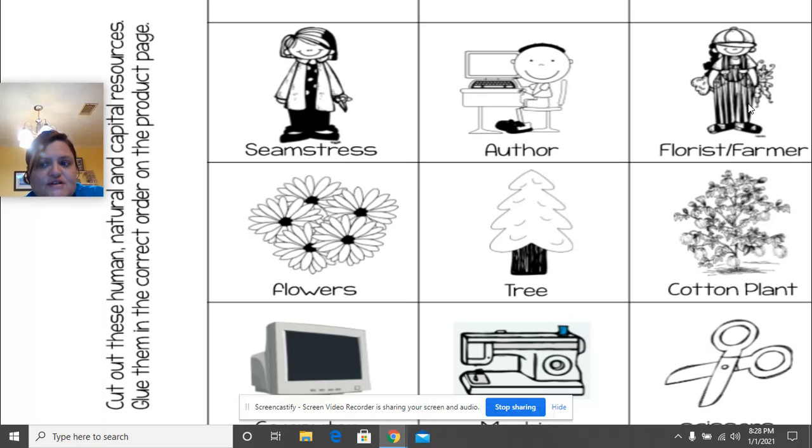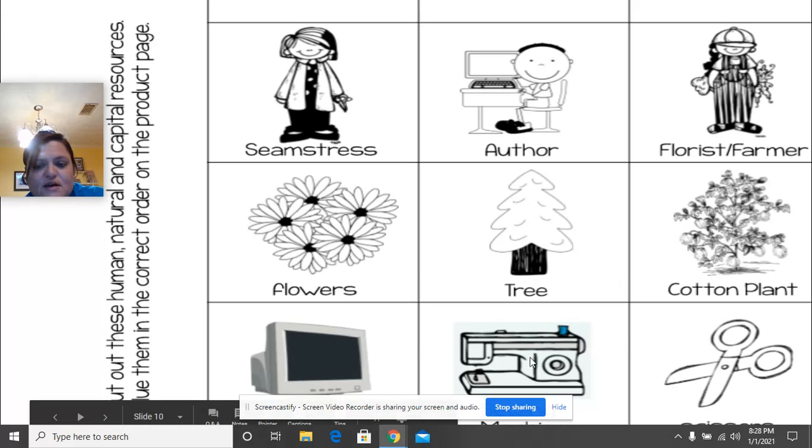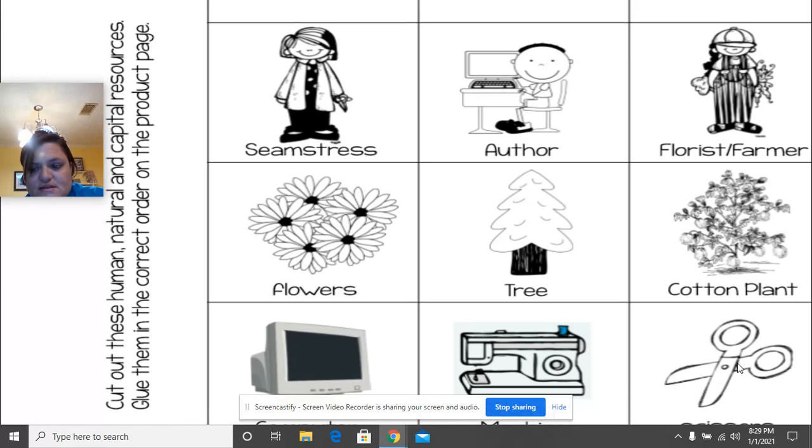So if these are our human resources, these are our natural resources, then what are these things going to be called? Was that last resource we talked about that was either a machine or a tool? Right, it's called a capital resource. So here you have a computer, and here you have a sewing machine, and then you're going to have a pair of scissors. Now, a scissor is also considered a tool or machine. It's a tool. I know these two are machines, but a capital resource can also be a tool. So in this case, a scissor is a capital resource because it's a tool.